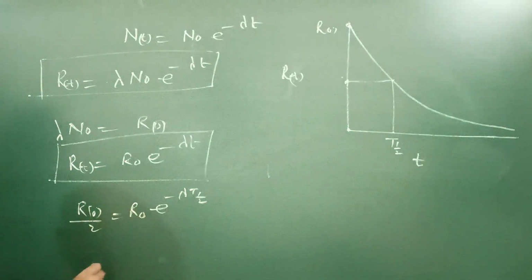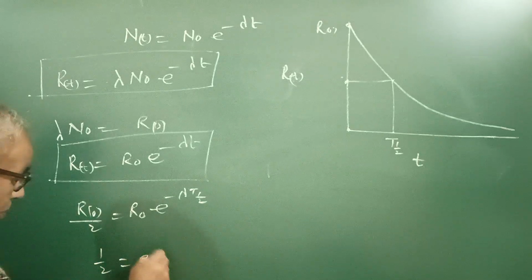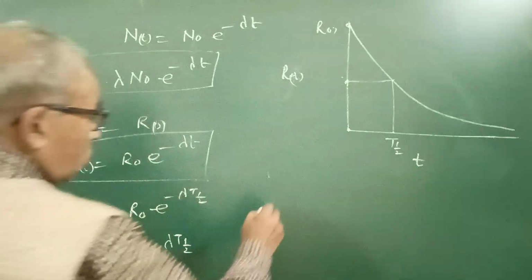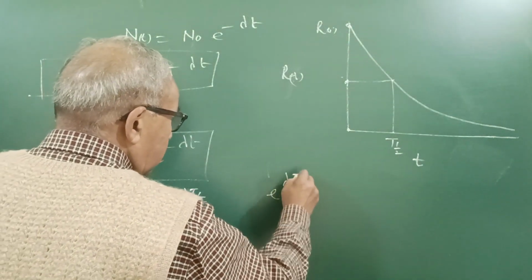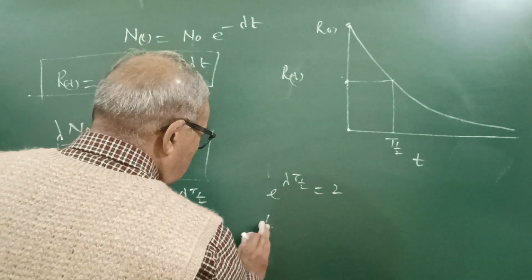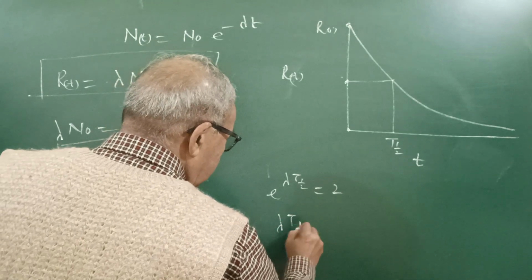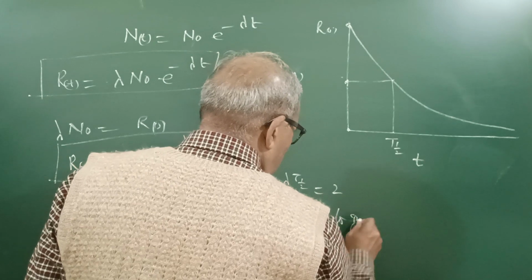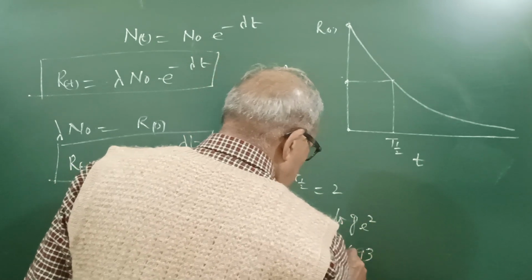So here again cancel. So we get 1 by 2 equal to e to the power minus lambda t half, or e to the power lambda t half is equal to 2, or lambda into t half is equal to log of 2 on base e, which is 0.693. The same way.